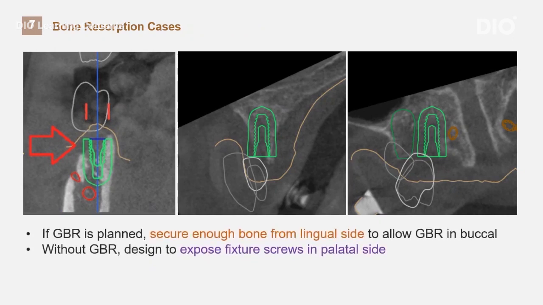If the bone width is insufficient and you plan to do GBR, secure the bone in the lingual so that GBR can be done on the buccal side. And if you don't plan on doing GBR, it's better to expose threads at the palatal side. This is because the gums in the palatal area are made of a very thick connective tissue, which can protect the fixture from food and germs from invading.